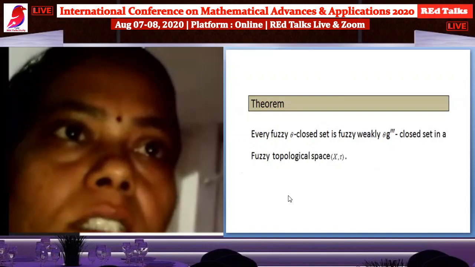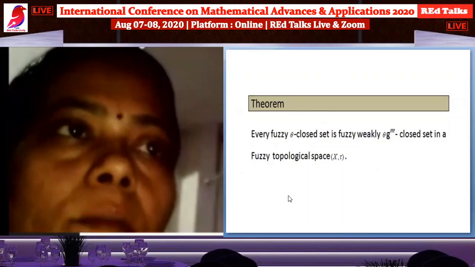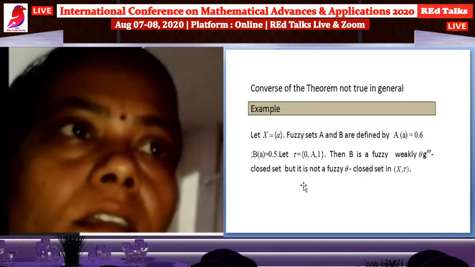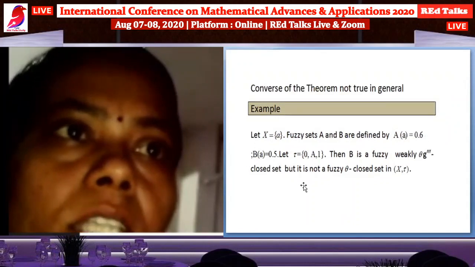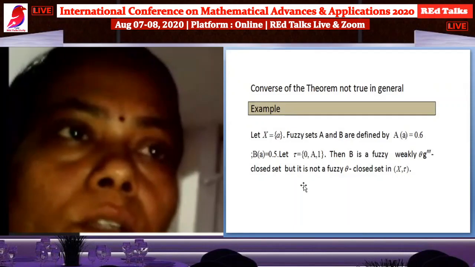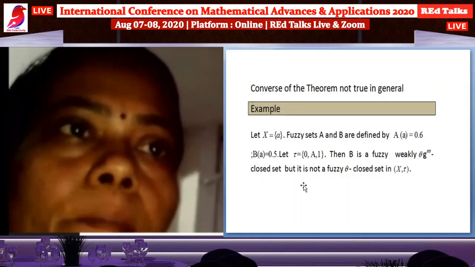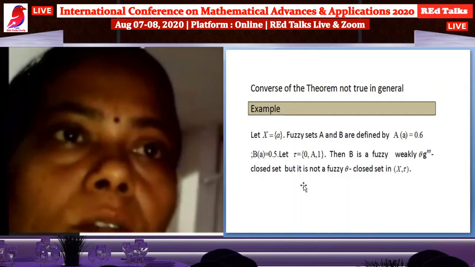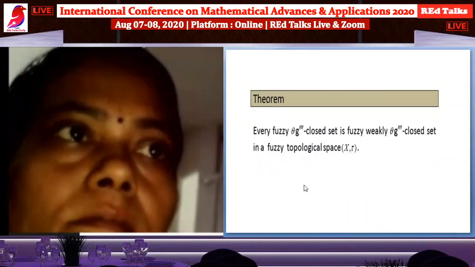Based on this set, we are defining the theorem. Every fuzzy theta closed set is a fuzzy weakly theta G triple dash closed set in a fuzzy topological space. But the converse of this theorem need not be true. It can be seen by the following example. Let X equal to {a, b}, and fuzzy sets A and B are defined by A of a equal to 0.6, B of a equal to 0.5. Let tau equal to {0, A, 1}, this is a topology. Then B is fuzzy weakly theta G triple dash closed set, but it is not a fuzzy theta closed set in (X, tau).